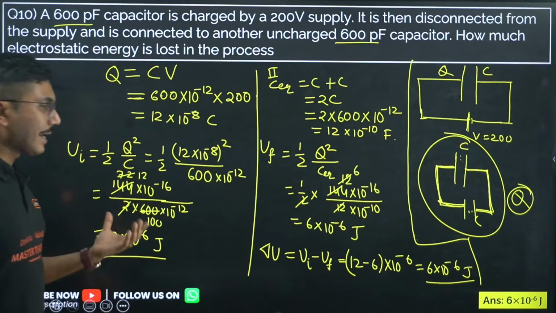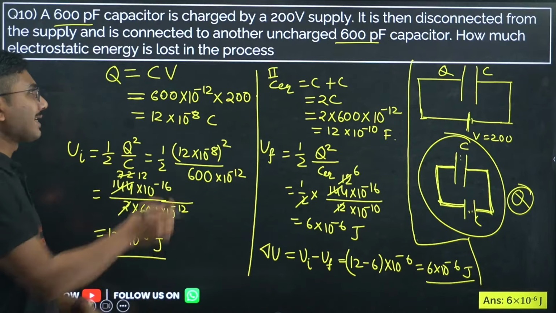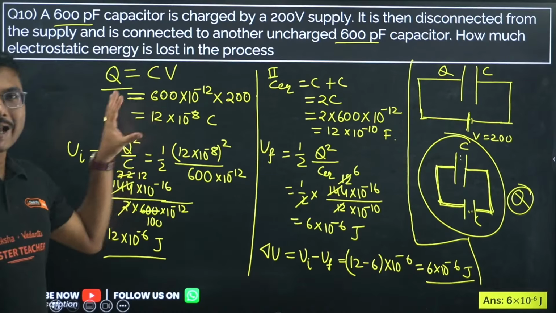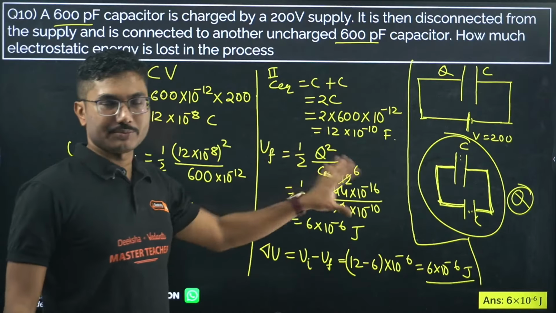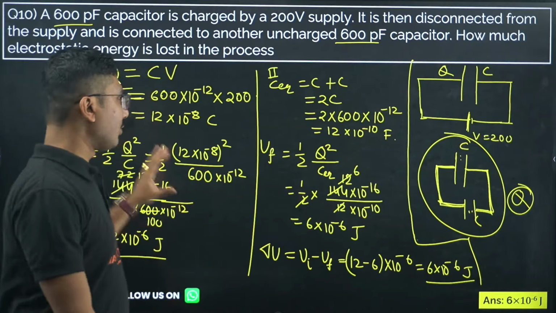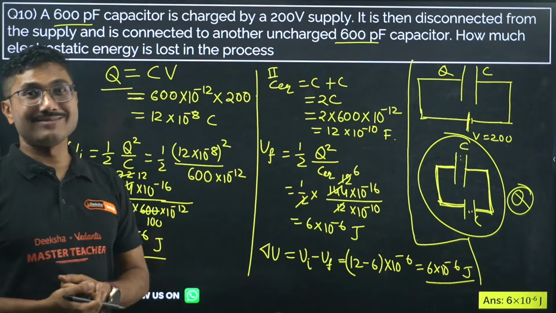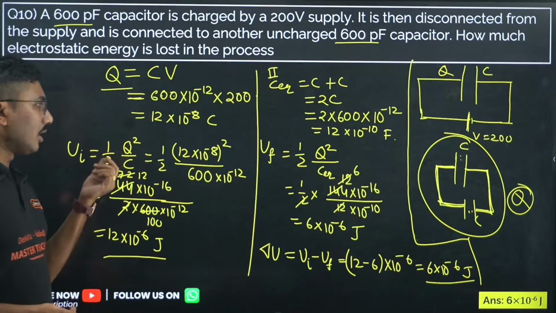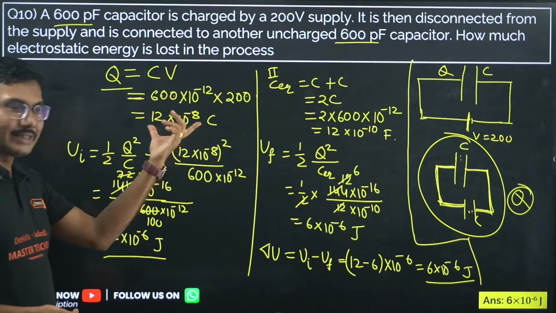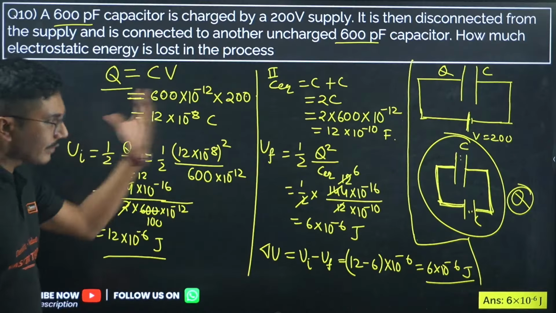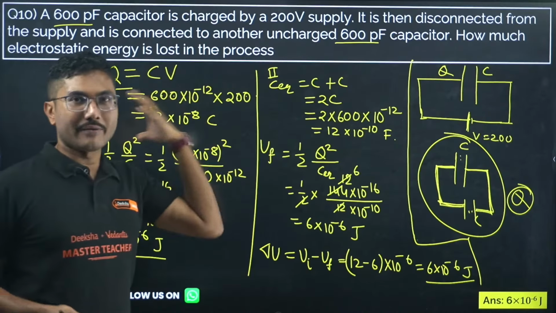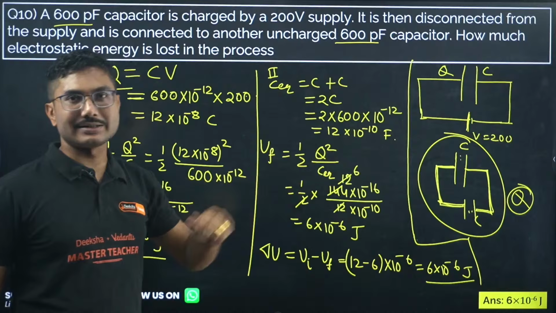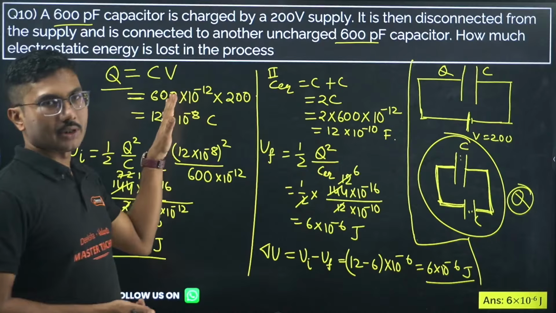Whereas if you use the Q square by C formula, Q you calculate once and you can use the same Q in both cases because charge is conserved. So I have avoided one step where you have to calculate V. In the first case V is given. Anyway, you have to calculate Q. Then you have to calculate V in the second stage. So Q is common.